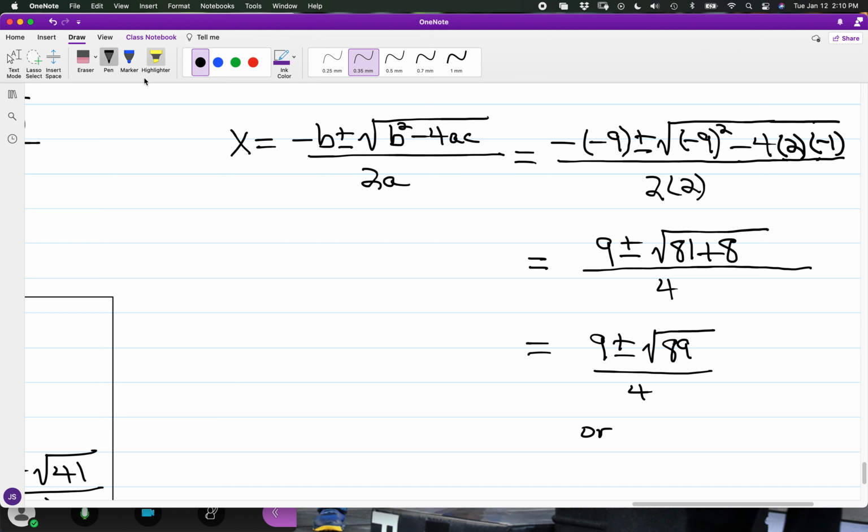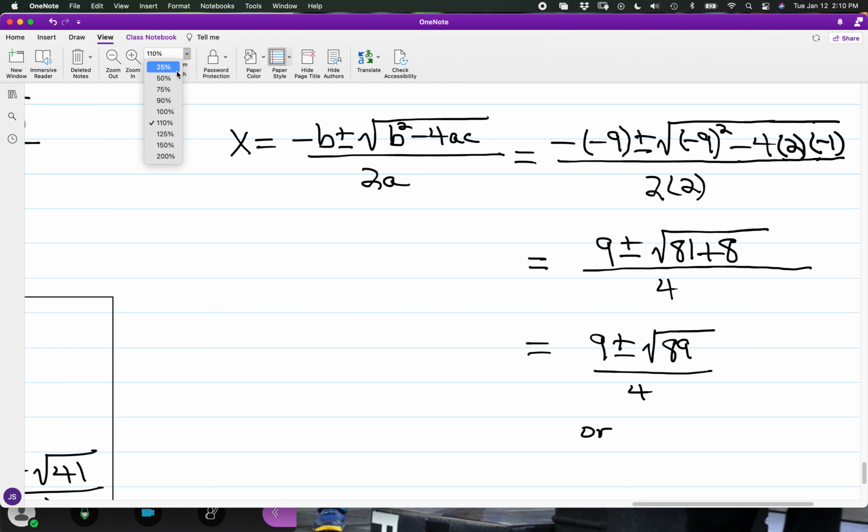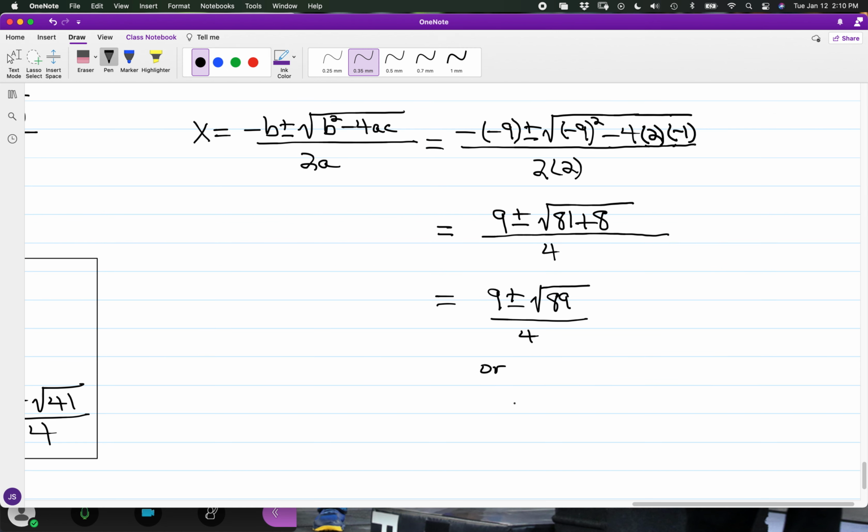And again, if you were to itemize, we have 9 plus the square root of 89 over 4, as well as 9 minus the square root of 89, also over 4.